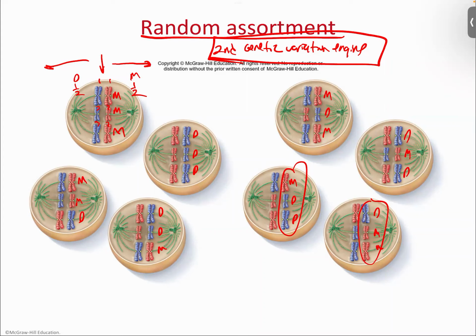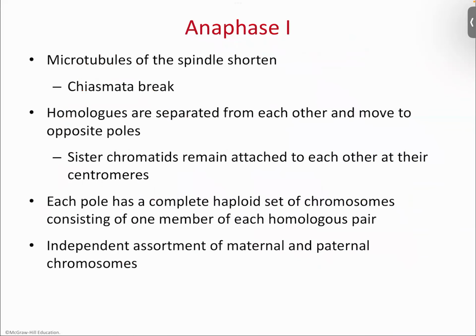So each one of these is different. And it's a coin toss. And this is before you actually add in the recombination. So this is your second major genetic variation engine.